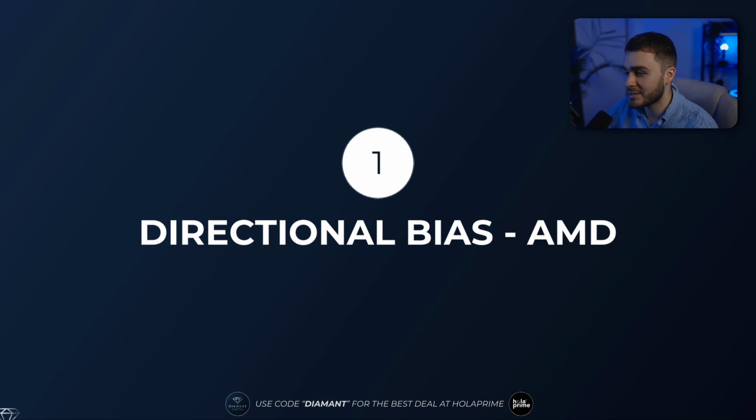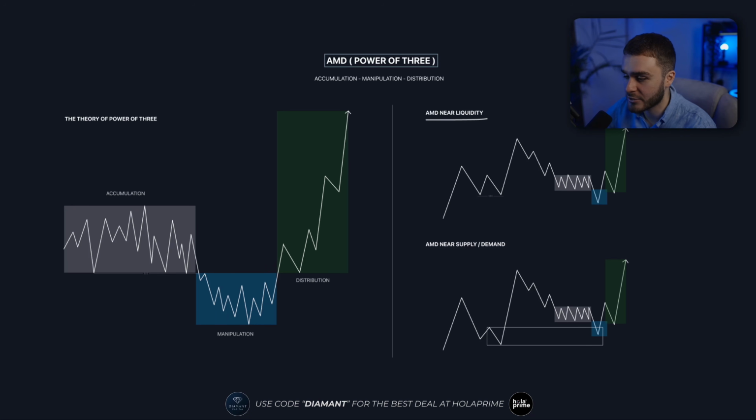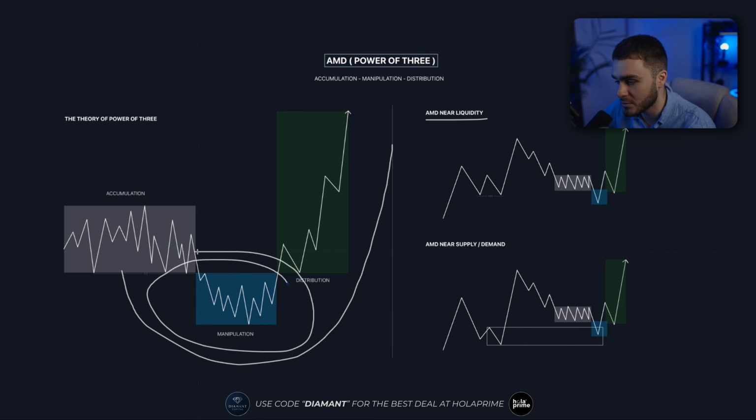Now, the first thing we're going to take a look at is the directional bias: accumulation, manipulation, and distribution, also known as the power of three. Now, as you know, for smart money to actually move price in an intended direction, it needs to manipulate in the opposite. So what do I mean by that? As price is continuing upwards, we essentially need this manipulation towards the downside to eventually continue upwards.